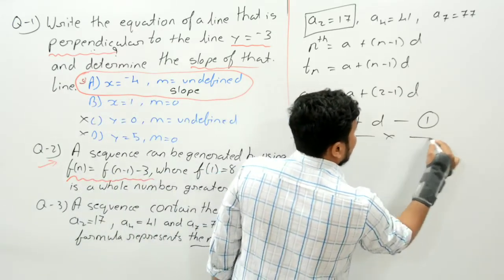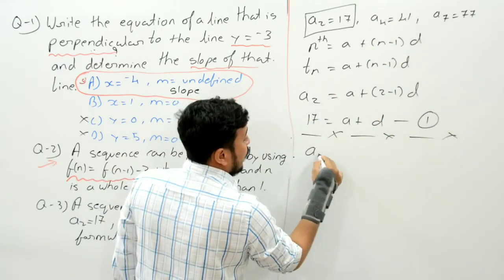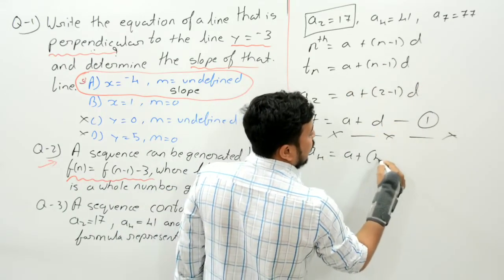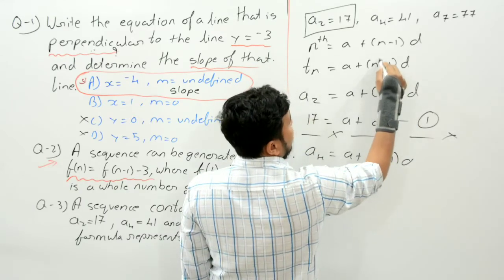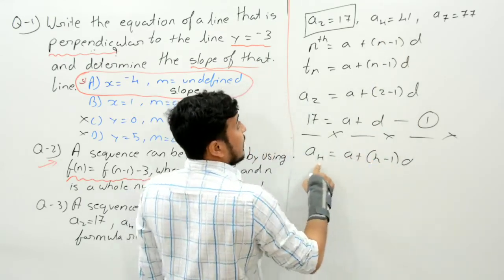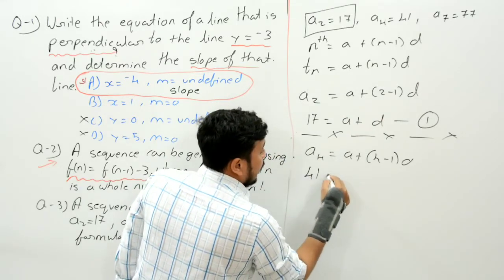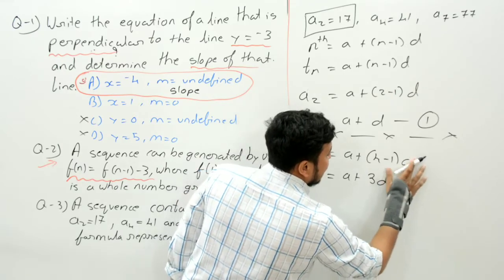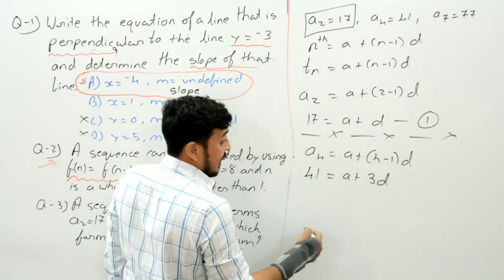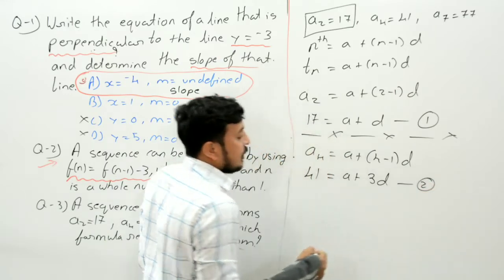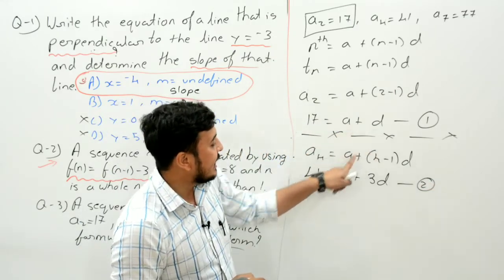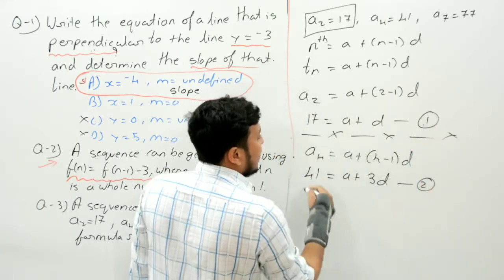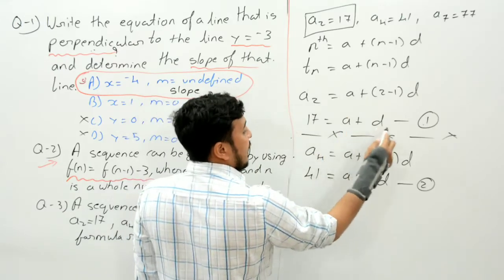Now let us try for the second one. The fourth term a4 is equal to a plus (4 minus 1) into d, because it is the fourth term, therefore n equals 4. Now what is a4? That is 41. 41 is equal to a plus 4 minus 1, that is 3d. Now I have equation number 2. We have two variables a and d. Can you solve that? From equations 1 and 2, you can find the values of a and d.